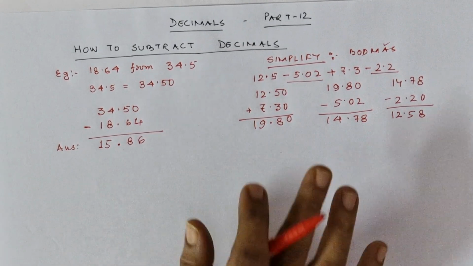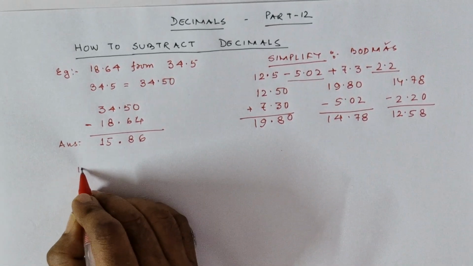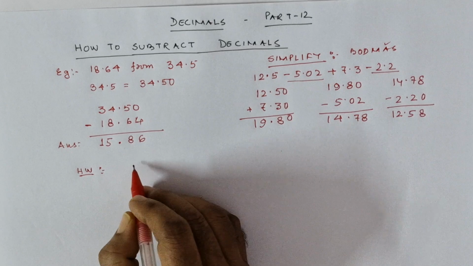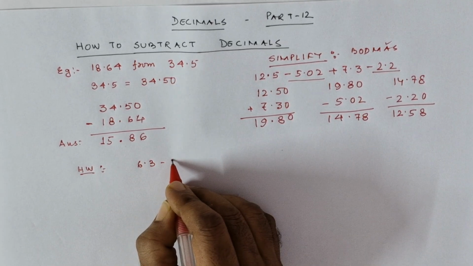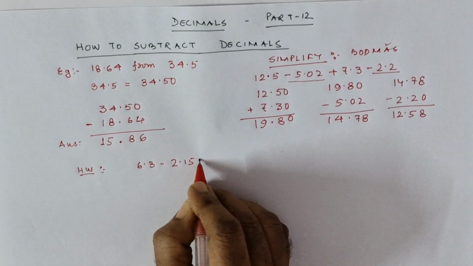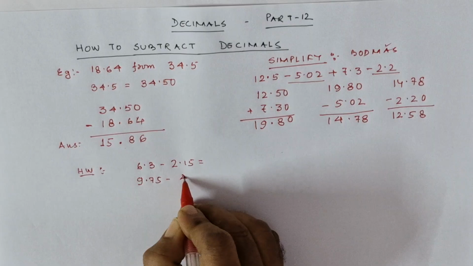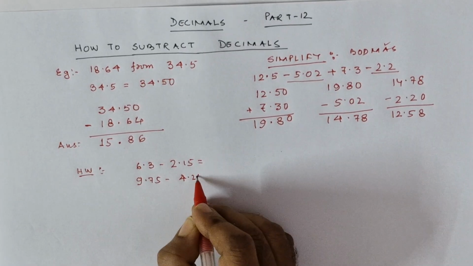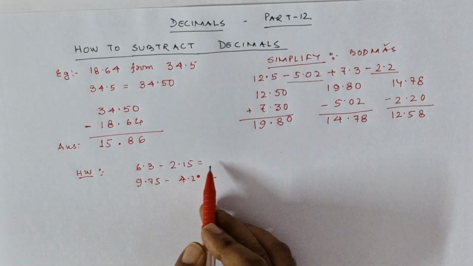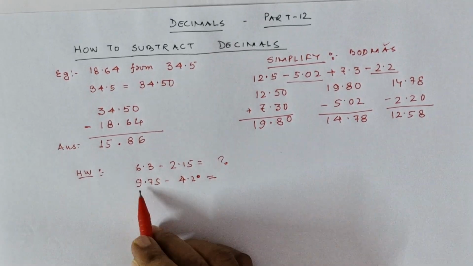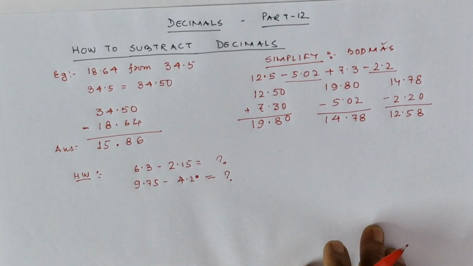Okay students, I guess you have followed this lecture and the whole decimal series. If you have any questions, let me know. I'll give you a homework, 2 questions. Try to do this and let me know the answer in the comment box. So here are two subtraction questions. This is 6.3 minus 2.15 equal to how much? And this is 9.75 minus 4.2, how much? Let me know in the comment box.